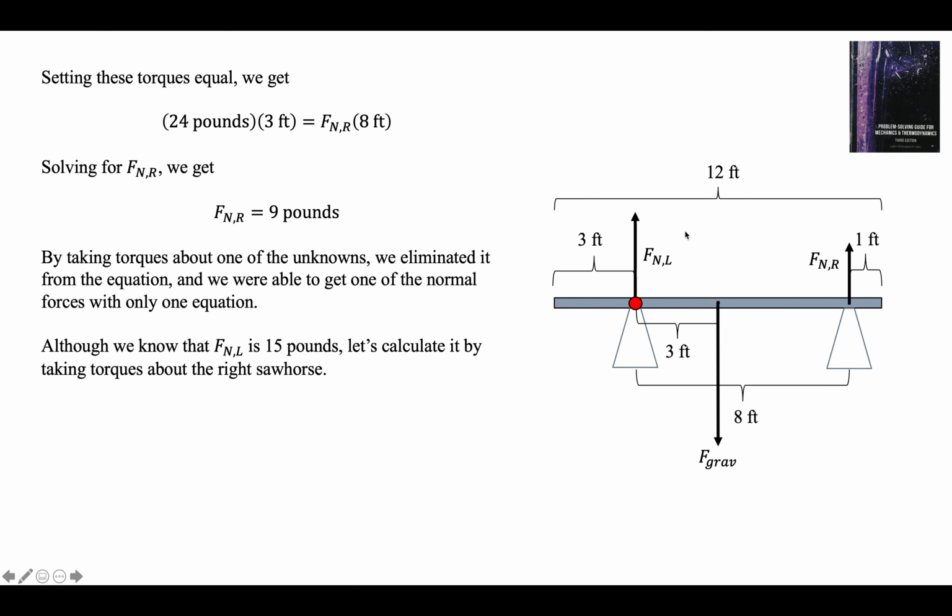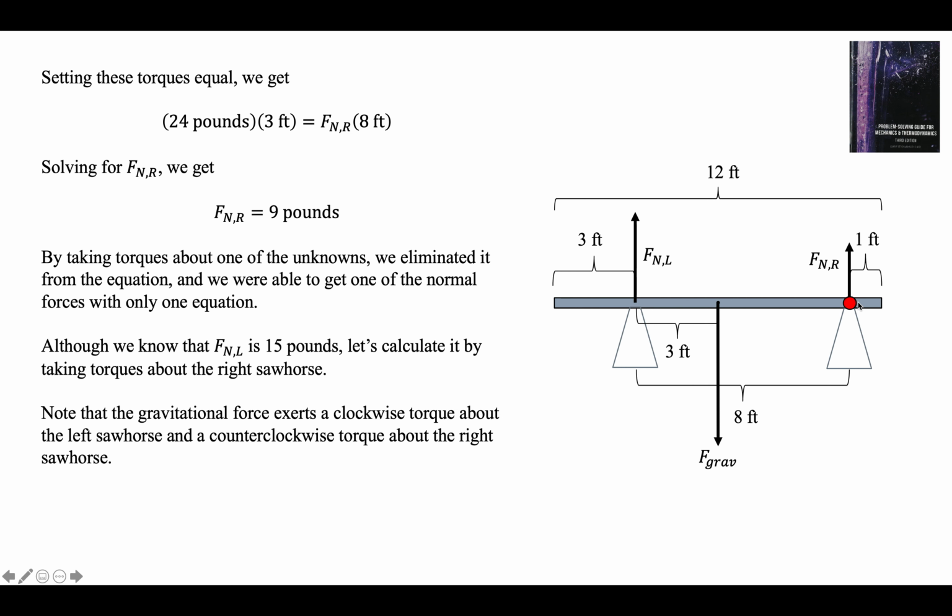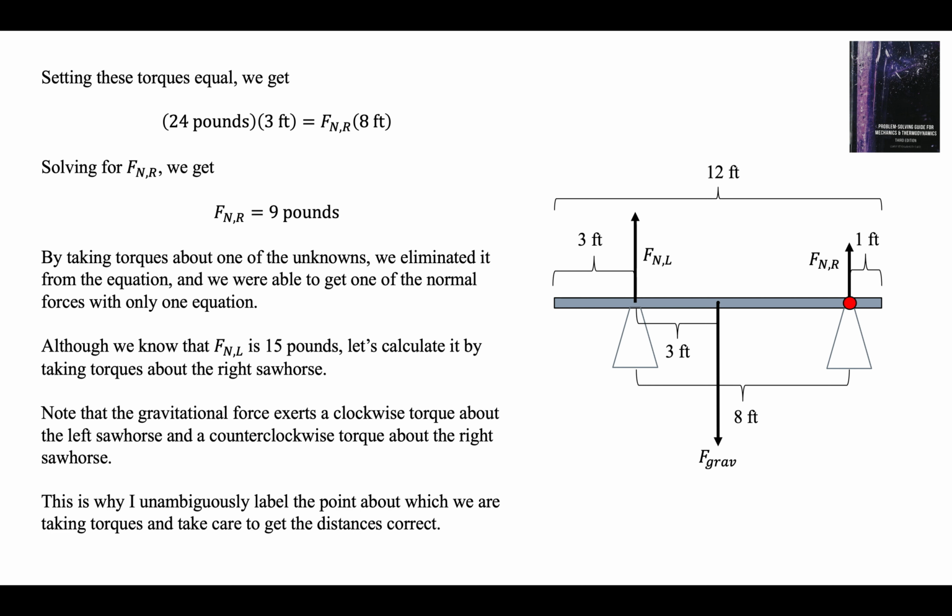We know that this is 15 pounds already, but let's calculate it by taking torques about the right sawhorse. Here. Now we're going to take torques about this point. Note that the gravitational force exerts a counterclockwise torque about this point. The force of gravity is rotating the plank counterclockwise around this point. The normal force on the left sawhorse is clockwise about this point. So let's take torques about that point.